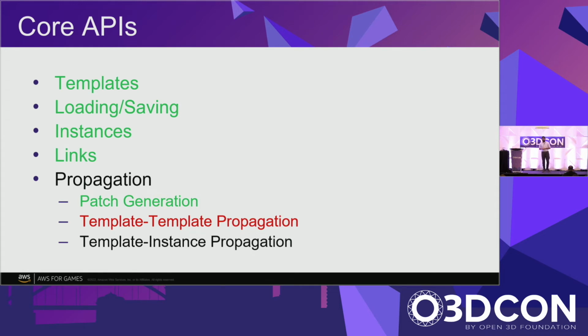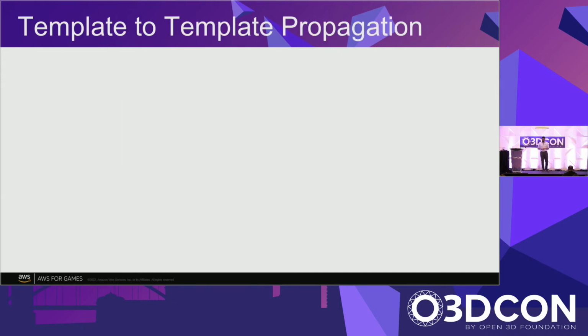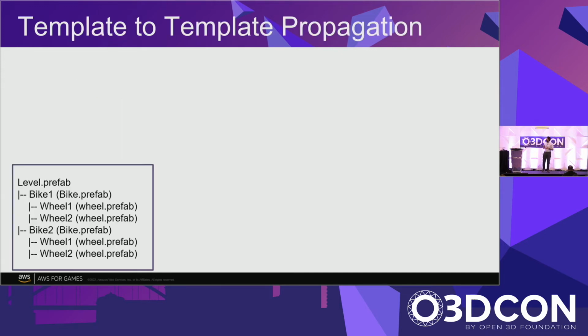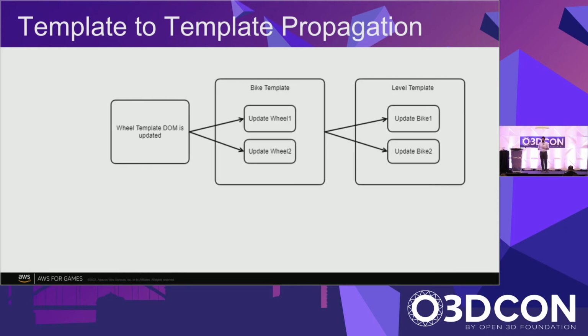Next, we'll be looking at something called template to template propagation. So let's say again we have a level like this, and it has 2 bike prefabs in it, and each bike prefab has 2 wheel prefabs in it. So template to template propagation looks something like this. The idea is that you generated a patch and then you modified the DOM of the prefab. But you know that there are 2 wheel nested prefabs within the bike prefab. So whenever the wheel is updated, you look at the links that we created earlier to see whether there are connections outgoing from the wheel.